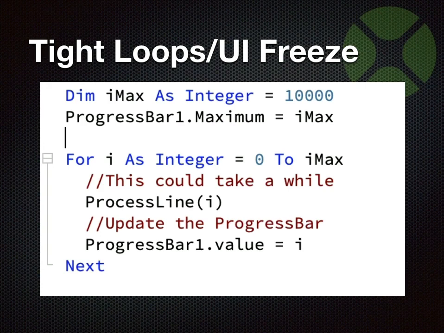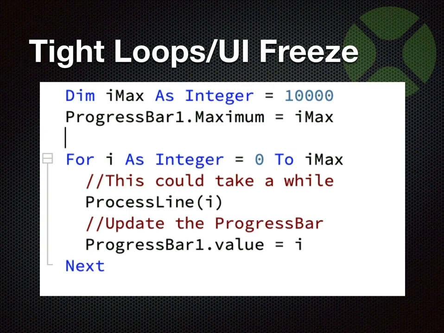All right, so the next one is tight loops and UI freeze. Now, it's really hard to see from this example, but we've got a progress bar that's set to 10,000, and our loop is set to 10,000, and our process line is some imaginary method that takes a finite amount of time, but it's not very fast. So, a couple of seconds to process, and we're setting the progress bar value to I. Well, because we're in a tight loop, we never allow the event loop to refresh our progress bar.